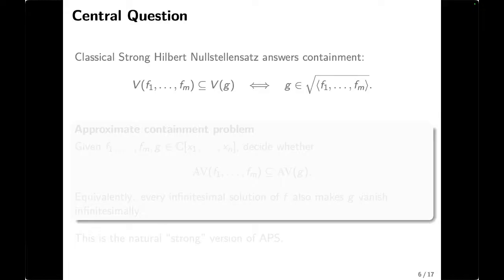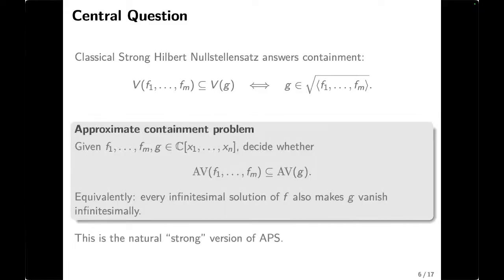In the classical setting, the strong Hilbert Nullstellensatz answers questions about containment of vanishing sets. For example, we have this criterion that if V(f1 to fm) is contained in V(g), then g lies in the radical of f1 to fm. And so the approximative analog is: is there an algebraic criterion that characterizes whenever the approximative vanishing set of g contains the approximative vanishing set of the fi's?